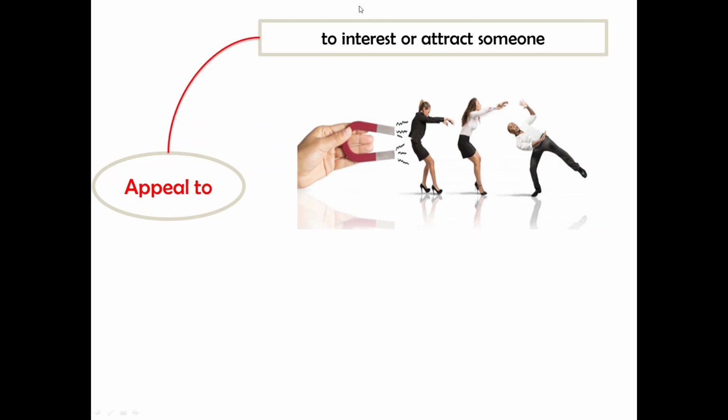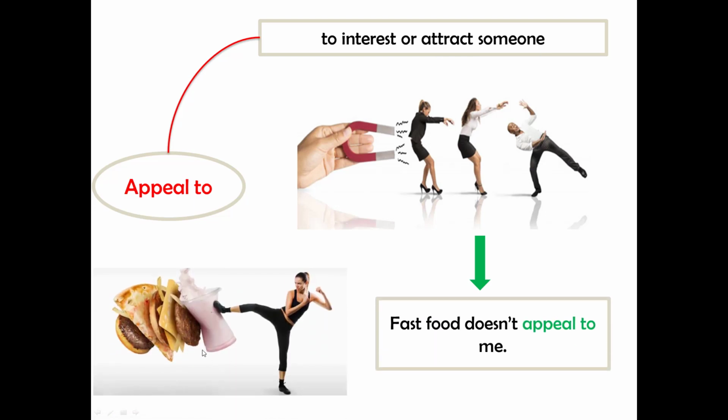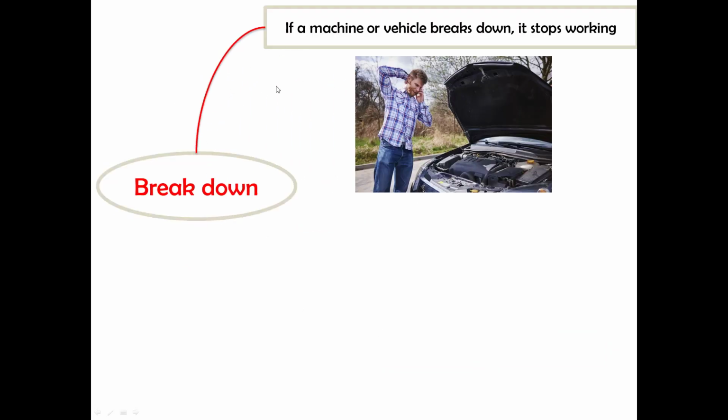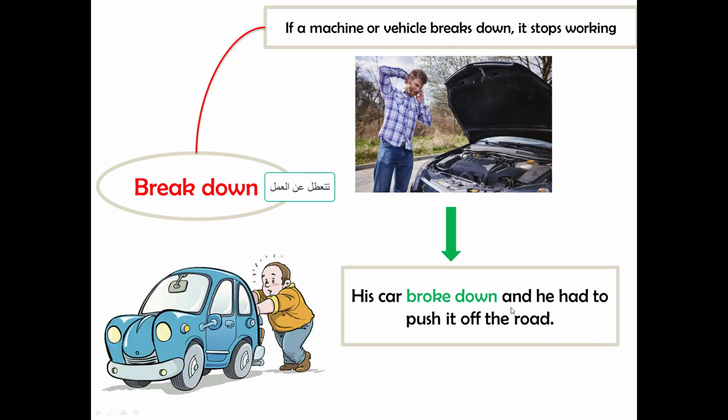Next, appeal to. Appeal to means to interest or attract someone. For example, like in this picture, fast food doesn't appeal to me, doesn't attract me. Okay? Next picture. To break down. Break down means if a machine or a vehicle breaks down, it stops working. For example, his car broke down and he had to push it off the road.